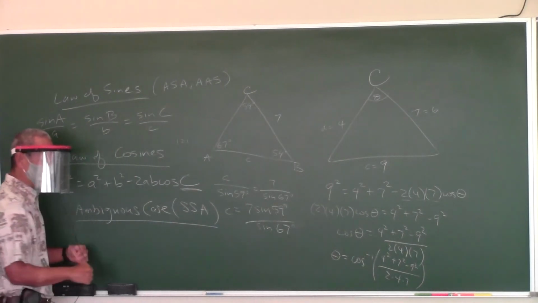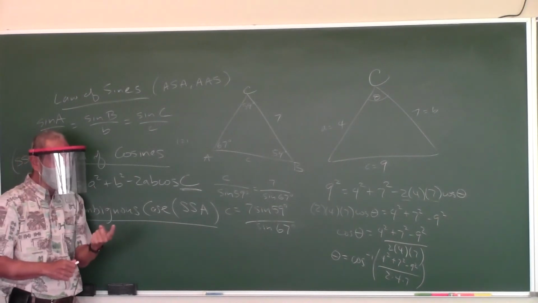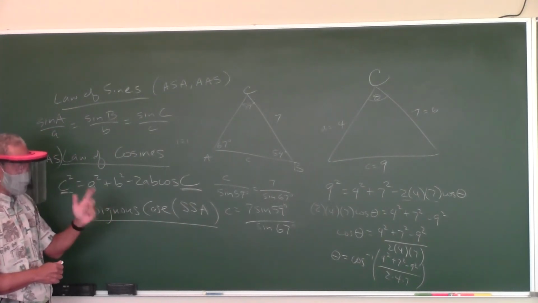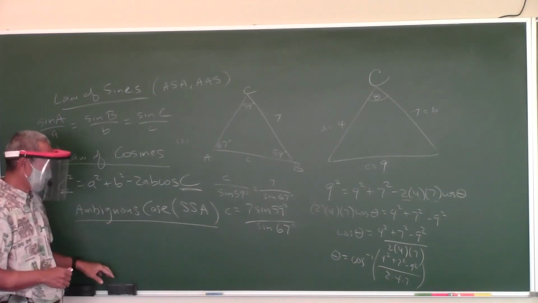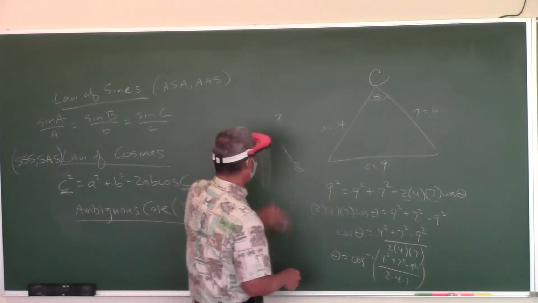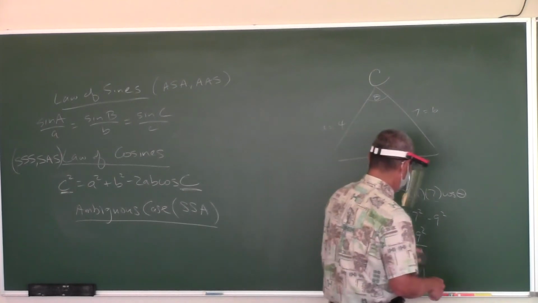What does that mean? That means you can have 0 solutions, 1 solution, or 2 solutions. Does that sound familiar?